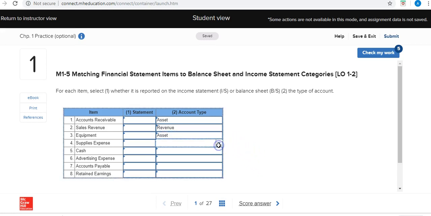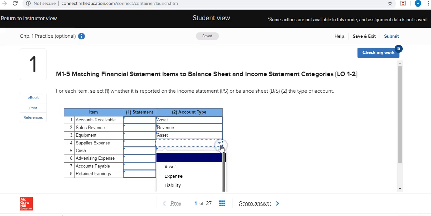The fourth item is supplies expense. It's got the word expense in it, which helps us identify it as an expense. And in this case, we're talking about items that we've used to help us run the business. Remember, expenses are used up benefits. We've used up the supplies to help us earn that sales revenue.